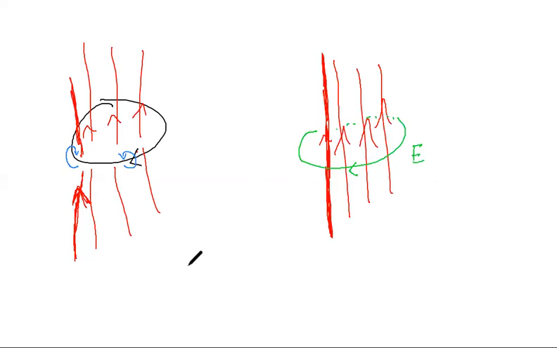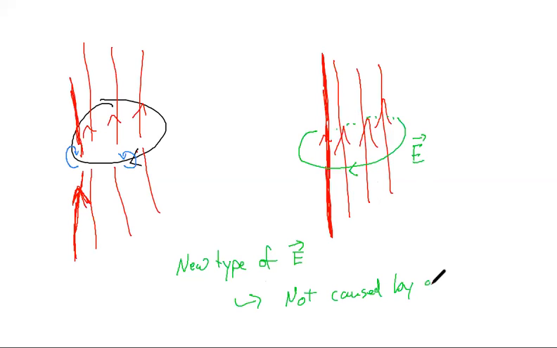And these are new types of electric fields. First of all, they're new because they're time dependent, but also what's different about this kind of electric field versus anything we've seen so far? It's a loop. So it's not caused by a charge. It forms a loop.